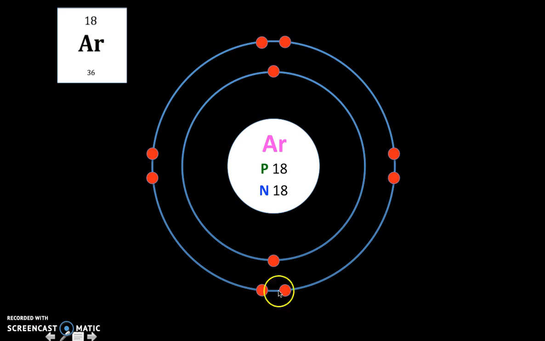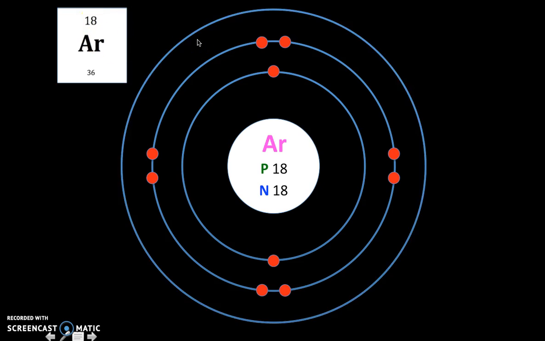So now we have 10 electrons, and we still need to have a total of 18, so that means we need 8 more. We're going to need to draw a third shell. If we need 8 more, and the third shell can hold a maximum of 8, we can just go ahead and fill the third shell. And this is the completed Bohr model of argon.